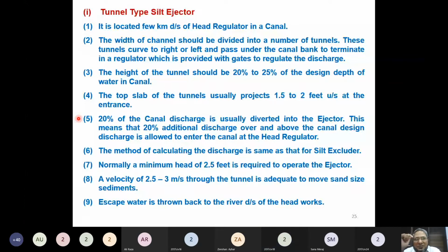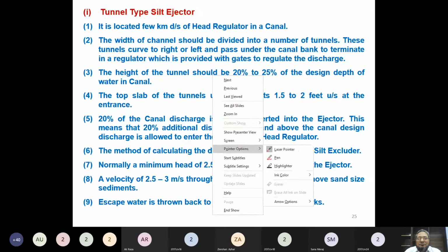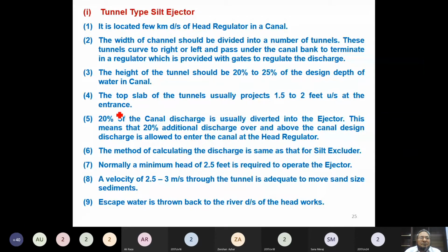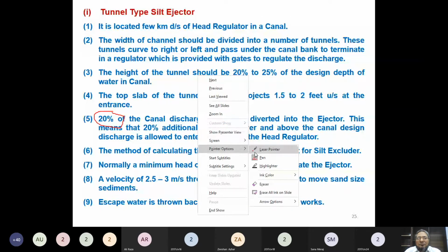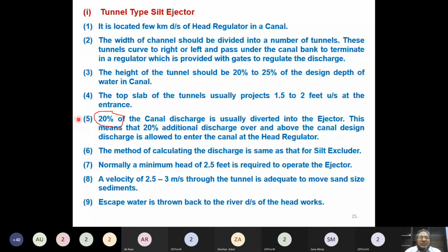By the way, how much do we keep the capacity of the silt excluder? Wo kitni hoti hai? How much is that? Hanji. How much do we keep the capacity of silt excluder? वो भी इतनी होती है 20% ऑफ द कैनाल डिस्चार्ज. ओके, ये सेम है.